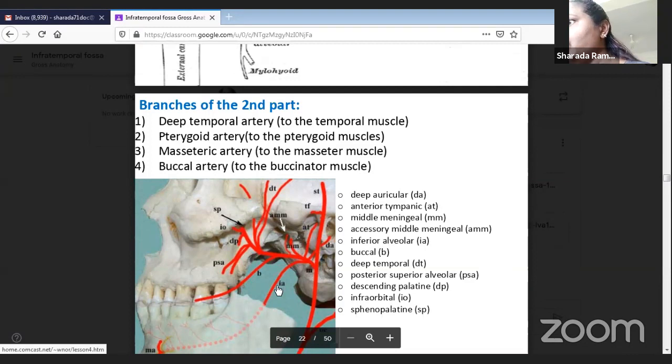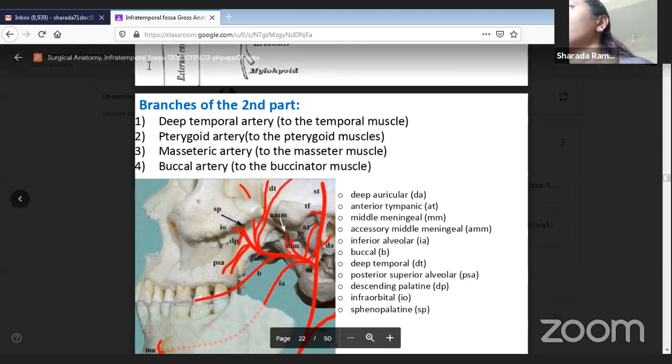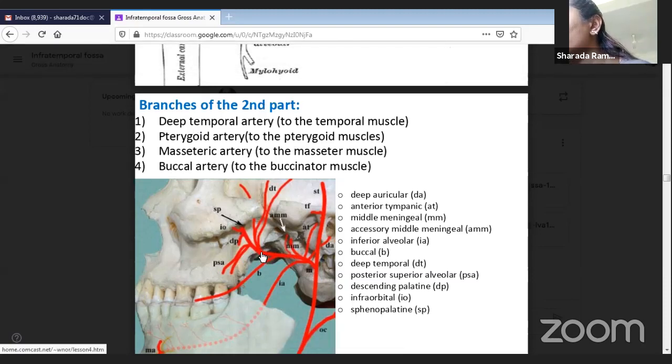So it's kind of deep, goes in. These are kind of superficial from the lateral side, and that's one of the deepest branches. Now, next you are going to go to the second part. So the second part is going to be from there to there. So it is going to be in between the two heads of the lateral pterygoid.